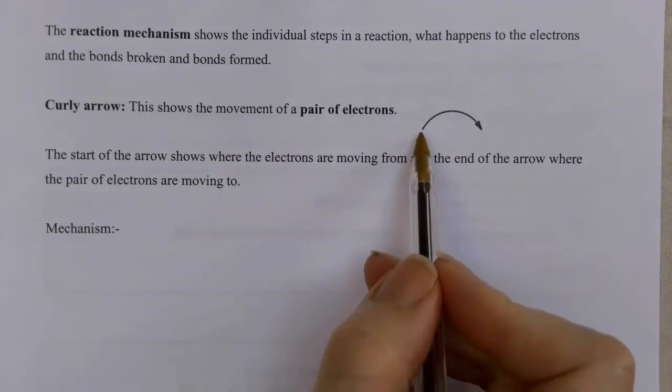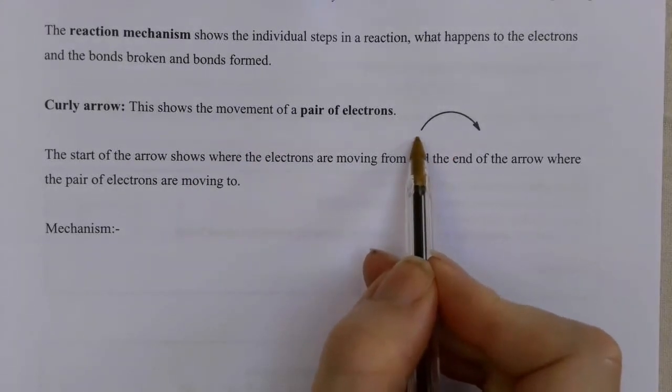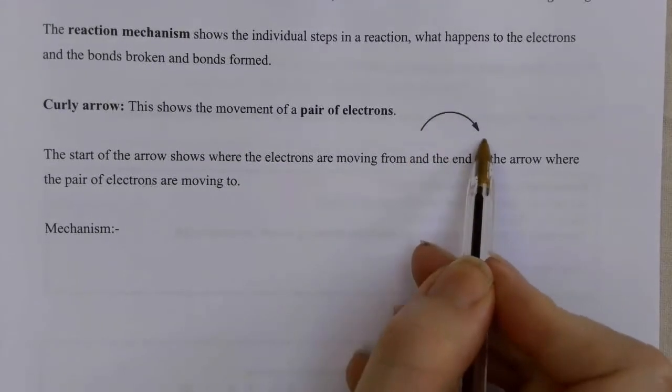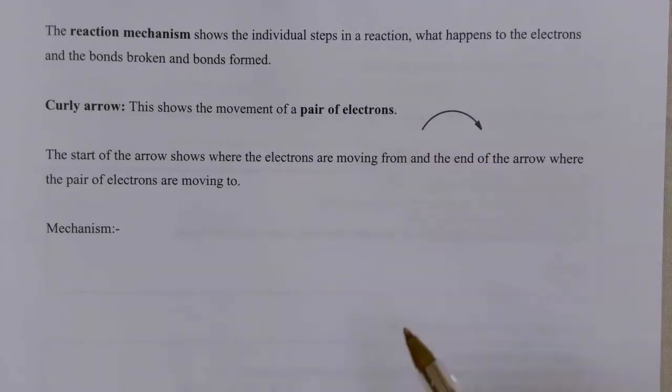Now these curly arrows always start from where the electrons are and they go to where the electrons are going to end up. Now they only ever start from two places. They will start from a bond or from a lone pair. They do not start from anywhere else. So you do need to be very careful to show where your curly arrow is starting from.